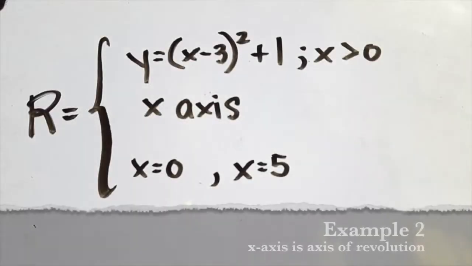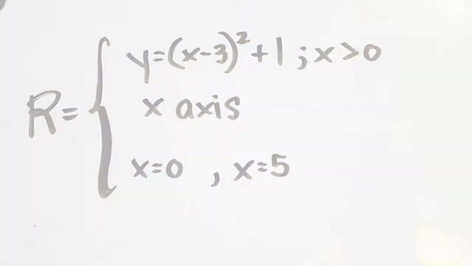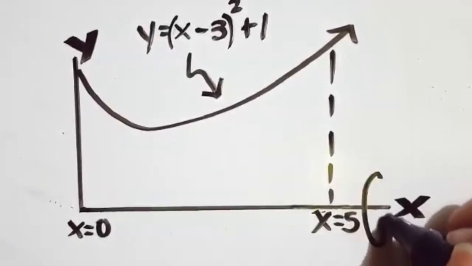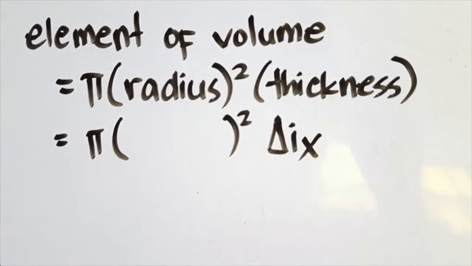Now that we know the basics of how to use the disk method, let's do another example. Let's draw the function f of x is equal to (x minus 3) squared plus 1, x greater than 0, that revolves around the x-axis and calculate the volume of the resulting figure between the lines x equals 0 and x equals 5. So, let's write down the element of volume, which is pi times radius squared times thickness.